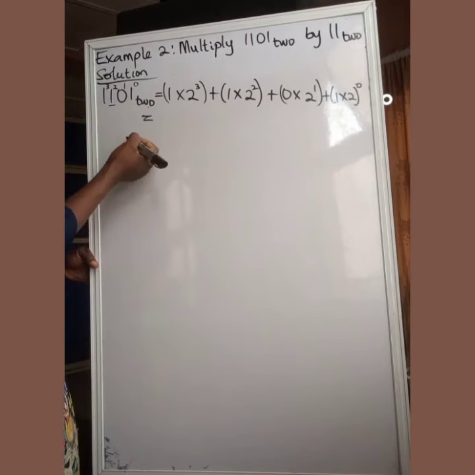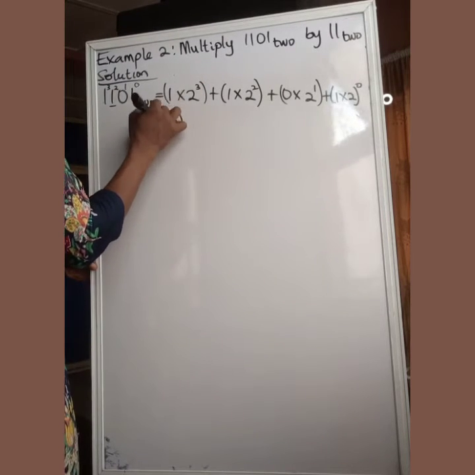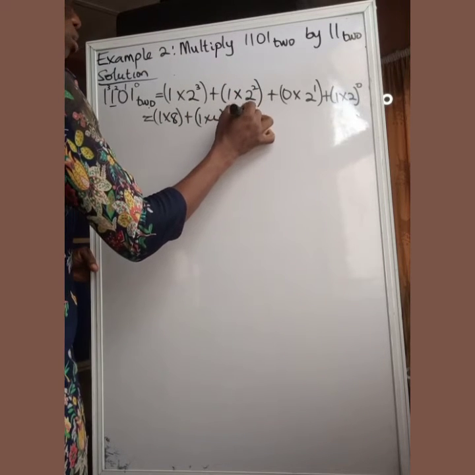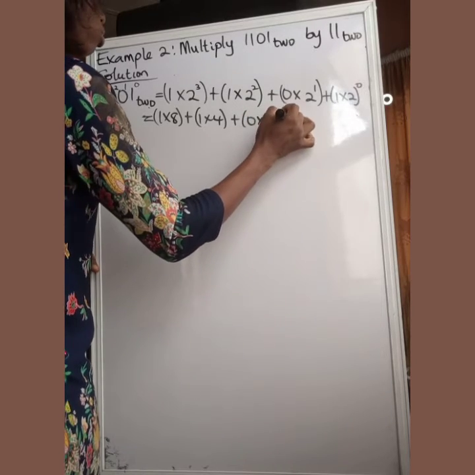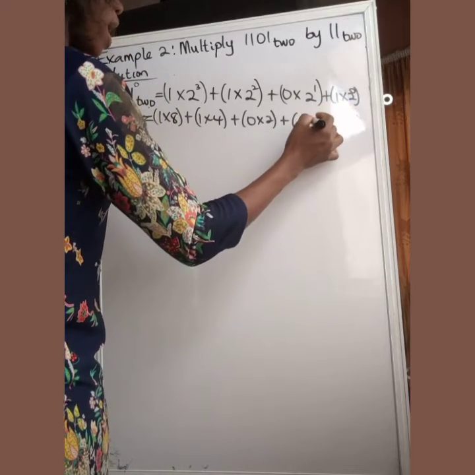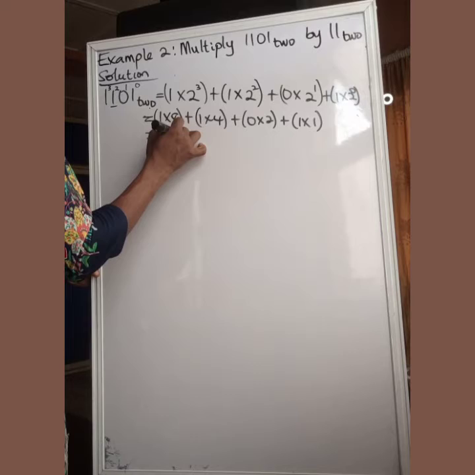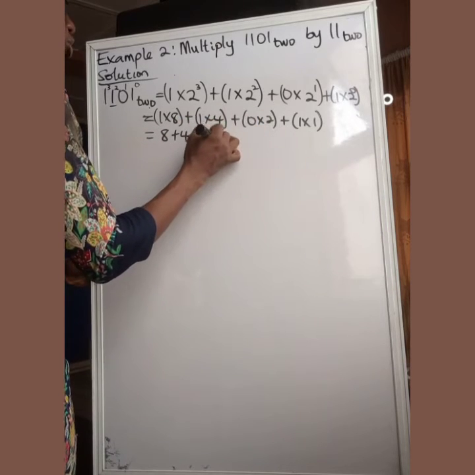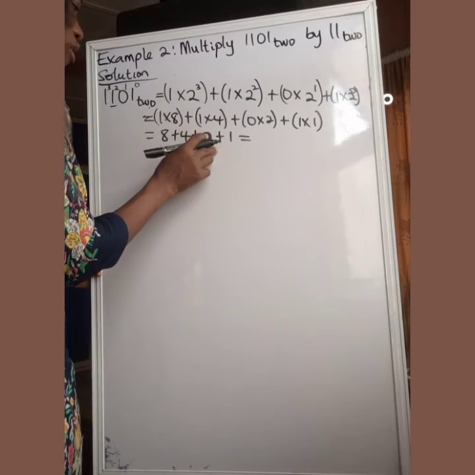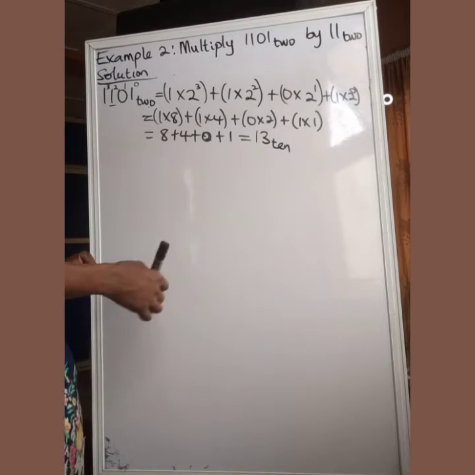Now let's move further. 2 raised power 3 is 8. So we have 1 multiplied by 8 plus 2 raised power 2 is 4. 2 raised power 1 is 2. 2 raised power 0 is 1. Anything raised power 0 is 1. So we have 8 plus 4, 0 times 2 is 0, plus 1. So 8 plus 4 is 12 plus 1. That's 13. It will now be in base 10.